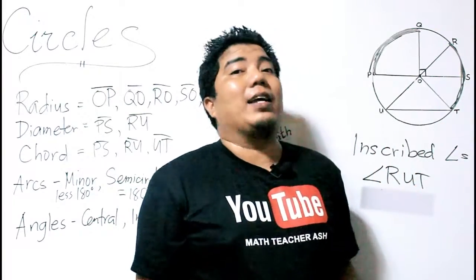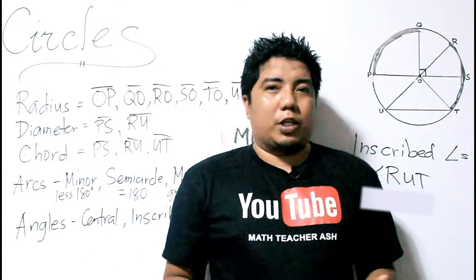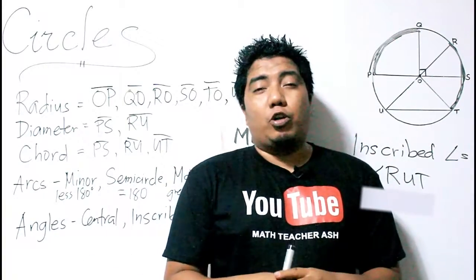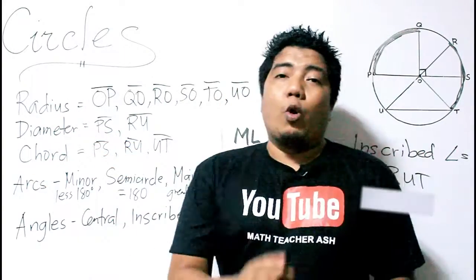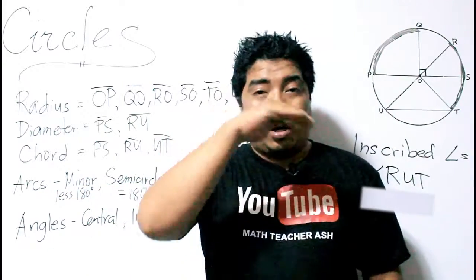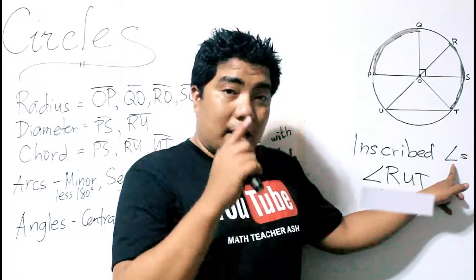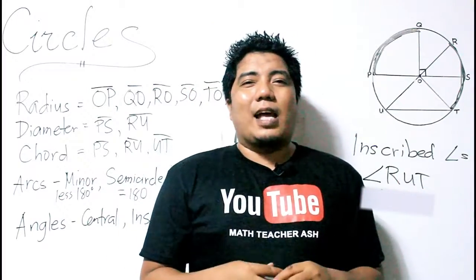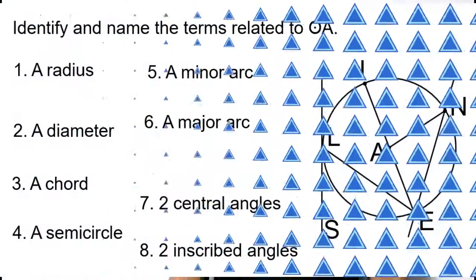Again, intercepted arc is defined as the arc in which it is enclosed in the inscribed angle or central angle. So, that is basically the terms related to circles and the proper notation on naming them. Again, for radius, diameter, and chord, we use the line segments. For the arcs, we use the symbol arc. Okay? And for angles, we use the symbol angle. So now, this is the time that I will challenge you whether you have understood our topic, and here it is.